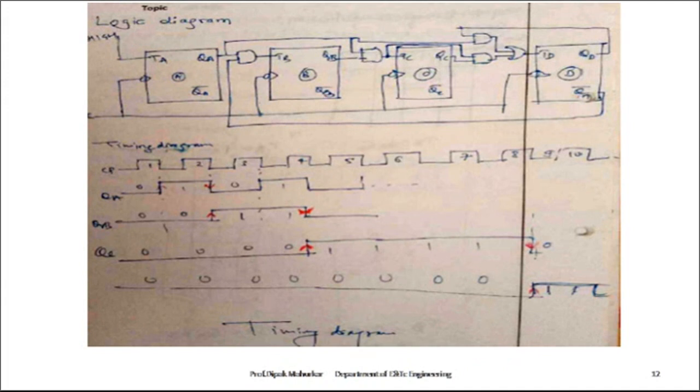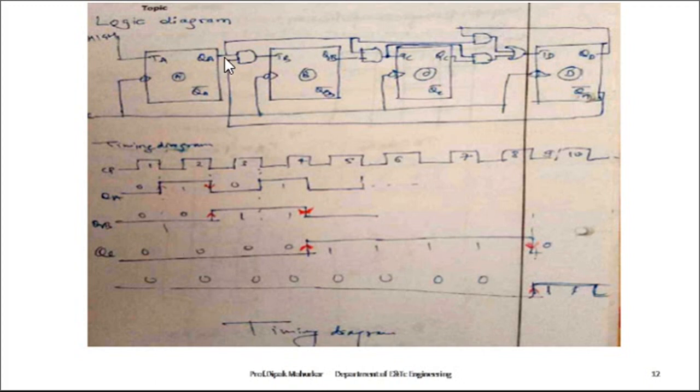By referring to the equations, we have found TA, TB, TC, and TD. According to that, TA is 1, so we have to connect it to 1. We first draw the 4 flip flops, synchronous, so the clock can be provided to all flip flops at the same time. Then according to our equations, TA equal to 1 means it is connected to 1. Now see the equation of TB, which is nothing but QA into QD bar.